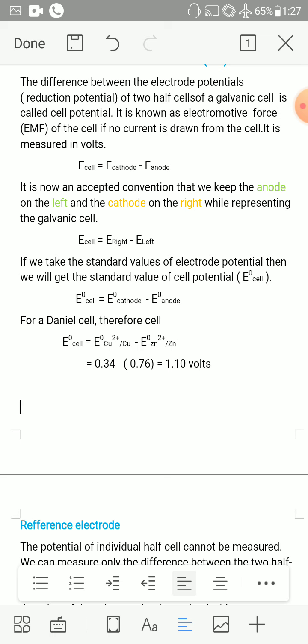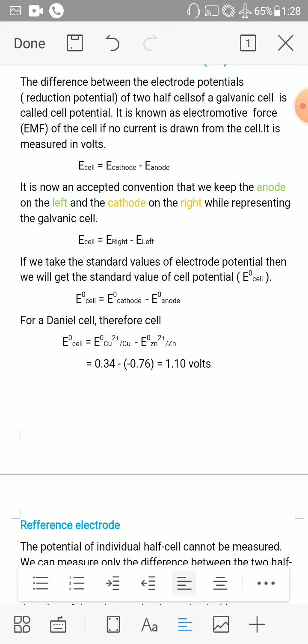So from the electrochemical series, you can find out the value of E0 of copper 2 plus slash copper electrode, which is 0.34 volt, and for zinc 2 plus zinc electrode, the E0 value is minus 7.6 volt.